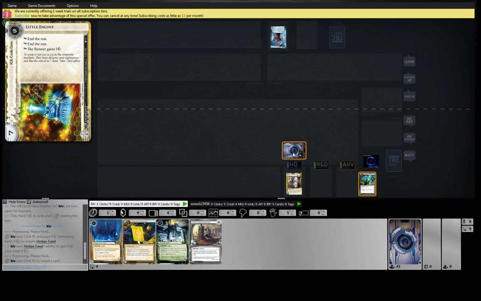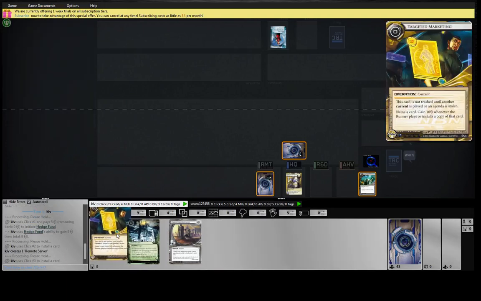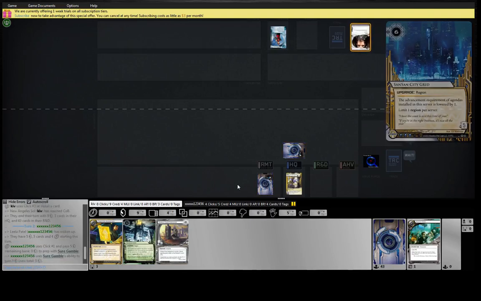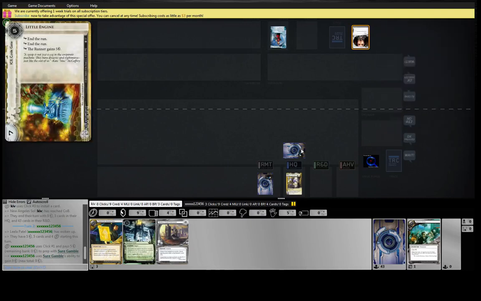So we want our little engine, but it might stop siphons, so we'll try it. I don't know. We've got the Sand, so if he does steal an R&D the first turn, which is not likely because we have only 9 agendas with 2 in there, then we're going to be able to just rez our Sand and dump money if we need to.